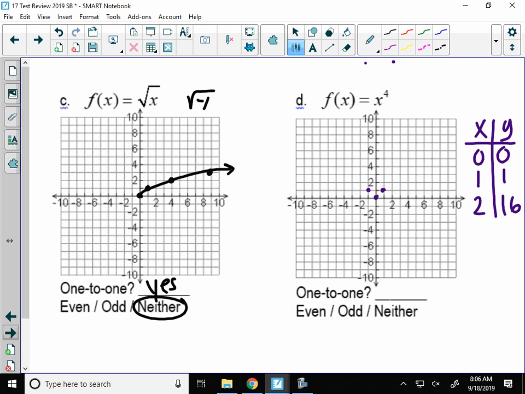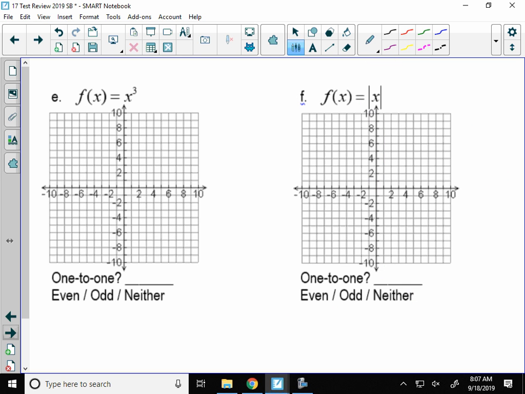So when I make this graph, I know that I'm going to come down. It's going to be a really narrow kind of parabola. But remember, I'm going to try to graph it so it's a little bit flatter at the bottom than x squared. Okay, just try your best. Is this 1 to 1? No, but it is an even function. X to the third.